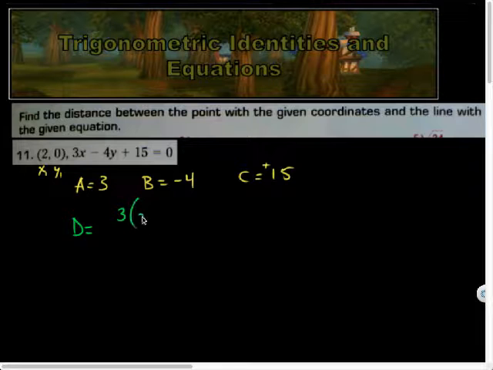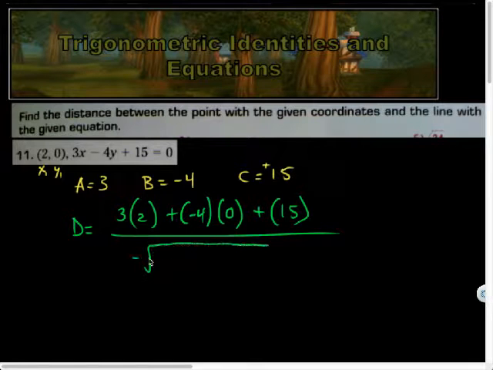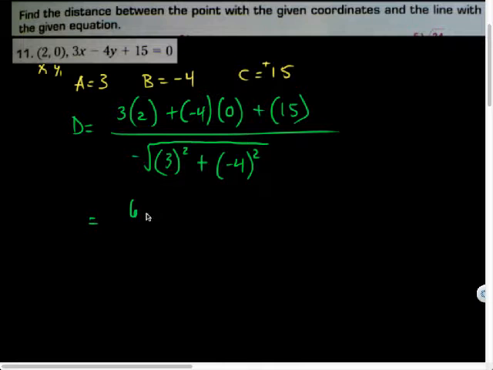Or I can do it all at once, which is the formula that we'd been given from the book. So 3 times 2 plus -4 times y1, which is 0, plus C, I believe, if I'm not mistaken, all over the square root, and the sign of the square root is technically the opposite of the C, if I recall, of A squared, so that's 3 squared, plus B squared like so. So I end up getting 6 minus 4 plus 15 all over the negative square root of... 4 times 0.